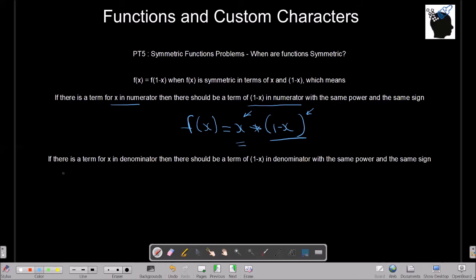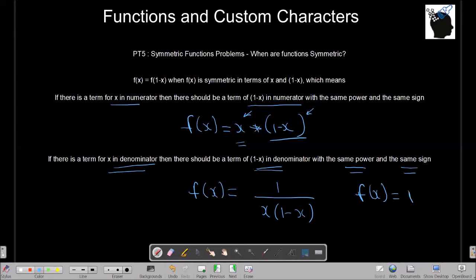Now the next one is, if there is a term of x in the denominator, then there should be a term of 1 minus x also in the denominator with the same power and the same sign. So let's take an example. F of x is equal to 1 divided by x into 1 minus x. Again, I have a term of x in the denominator and also 1 minus x in the denominator with the same power and the same sign. That means this function is symmetric in terms of x and 1 minus x, and for this function, f of x will be equal to f of 1 minus x.